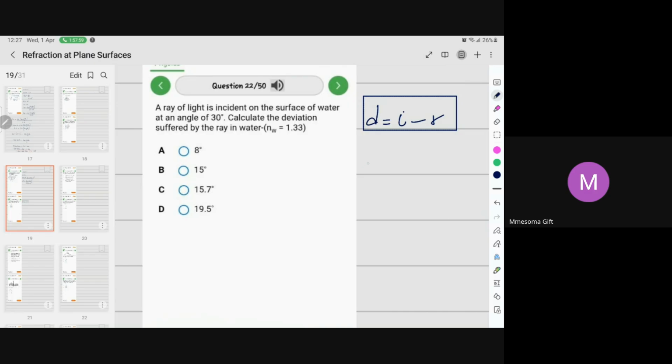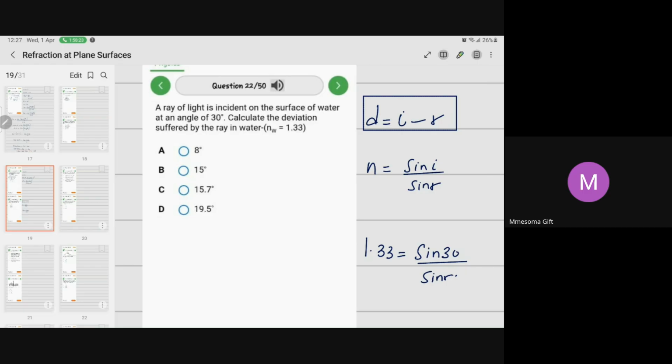So remember that they gave us the index already. So N is equal to sine I all over sine R. That's good to solve past questions. Open our eyes to things we forgot. This is 1.3 is equal to what? A ray incident on the surface of water at an angle of 30. So this is sine 30 divided by sine R. All right. So that said, what's the next step?